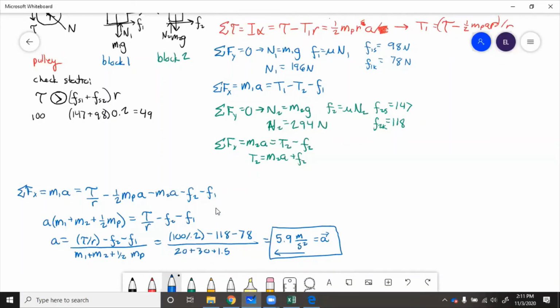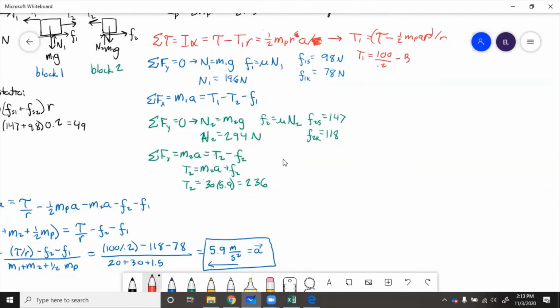So what we did here, we solved out one of the equations for T2 in terms of A, another equation for T1 in terms of A. Then we put them both into the third equation, solved out for A. So now we can go back, plug A in, and solve for each of these others. So T2 is going to be 30 times 5.9, which is 236. And then T1 is going to be 100 divided by 0.2 minus mass of the pulley, which is 3, times 5.9 over 2. T1 equals 491 newtons.